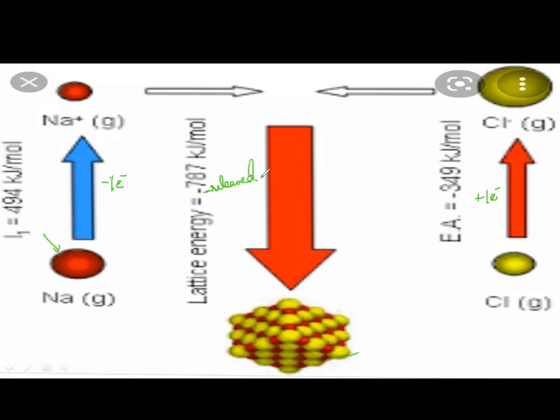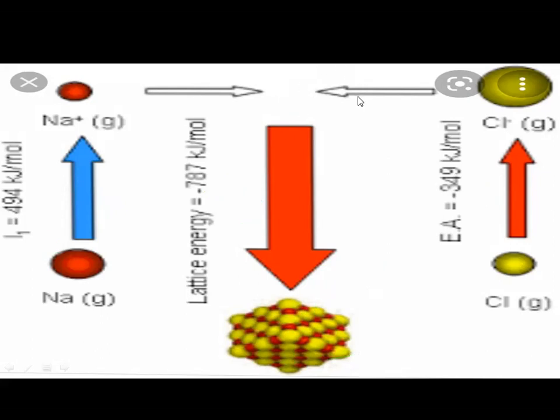That is the understanding. Or, in the other way, I can define lattice energy as the amount of energy required to break this crystal lattice. This is the crystal lattice, right? So the amount of energy required to break the crystal lattice into its constituent ions, that is nothing but lattice energy. So this is what we discussed in our last class.